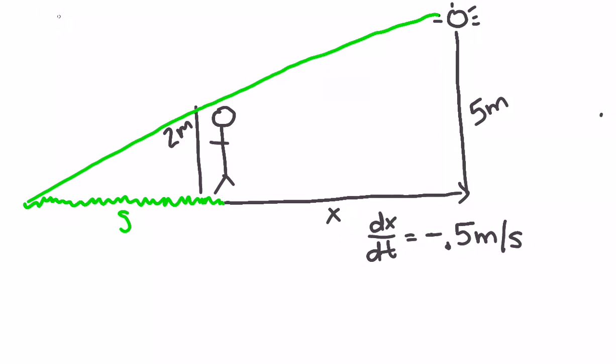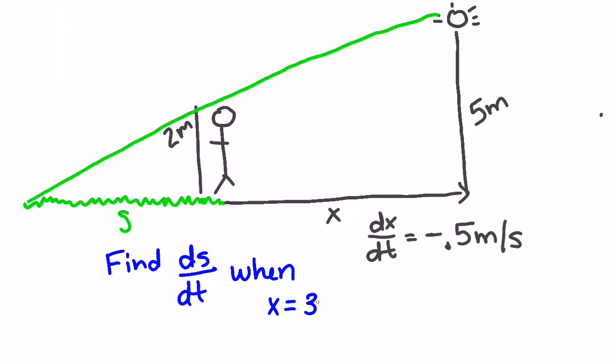And what they've asked us to find, ds over dt when, it says how fast is the length of the person's shadow decreasing when the person is 3 meters from the pole. So that is when x equals 3 meters.